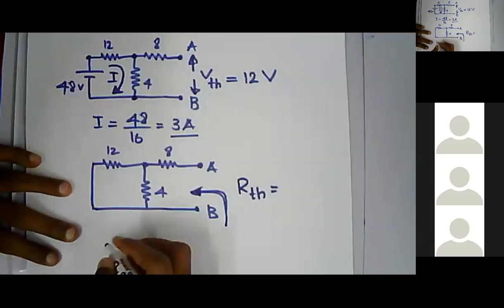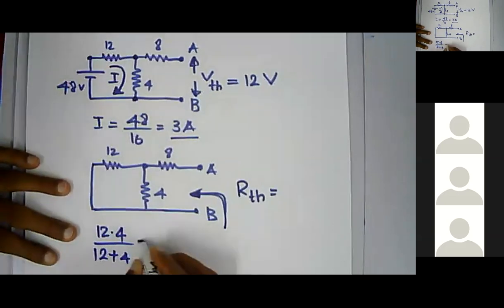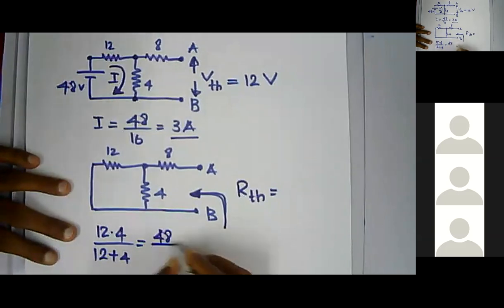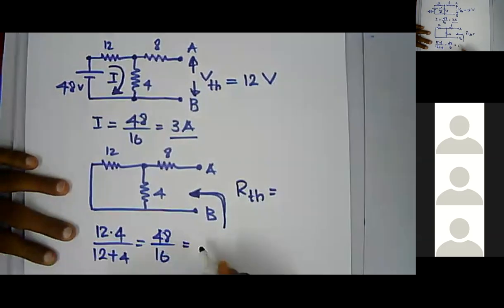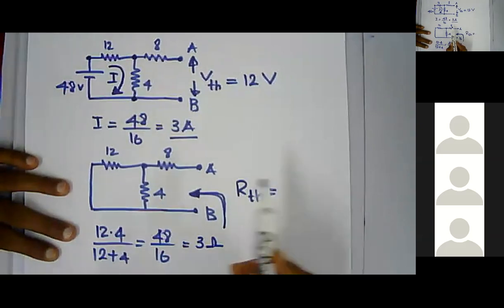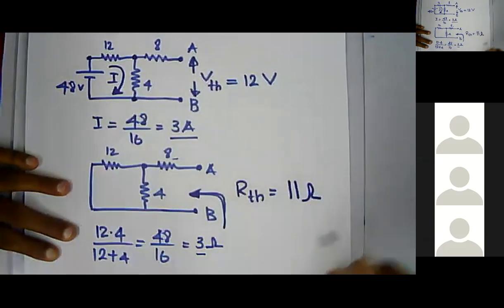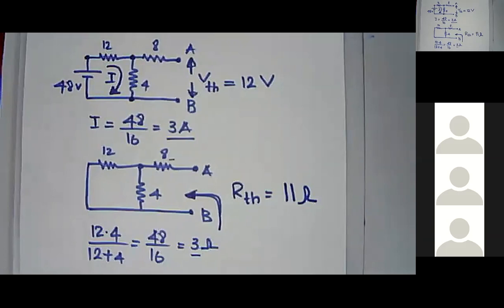So 12 and 4 in parallel, you can write it as 12 times 4 over 12 plus 4. 48 over 16, which is 3 ohms. Hence, your RTH will be 8 ohms plus this 3 ohm, which is 11 ohms. Clear?